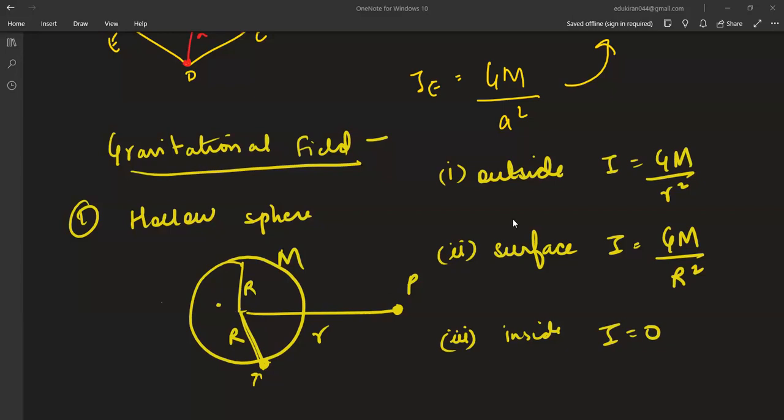Okay, class. So see, outside the formula is the same: I is equal to GM by r square. But this r is the separation from the center. At the surface, what happens? This r becomes equal to the radius, so we'll be using capital R square over here. Don't use the small radius over here. And inside is 0 in any case, because I told you no force of attraction is there inside it, so directly mark this as 0.